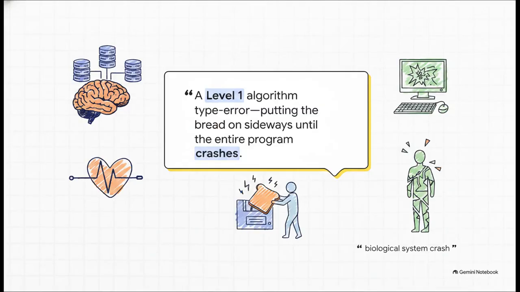The source material actually has a brilliant way of describing this forced synchronization. It calls it a level 1 algorithm type error, the equivalent of clumsily putting the bread on sideways until the entire program crashes. And this is the exact moment we can translate back-end code directly to human relationships. Think about it for a second. Demanding immediate real-world reassurance from a partner who is miles away or just temporarily unavailable is the biological equivalent of a system lock. You're forcing a synchronous protocol onto a distributed real-world reality. You are demanding an immediate yes vote from a machine that just isn't currently connected. And the result? A total system crash.